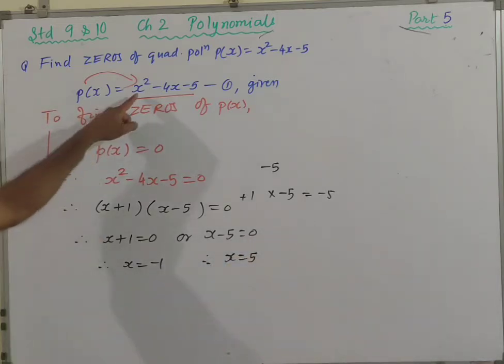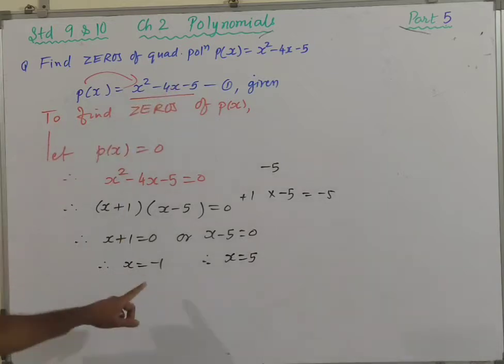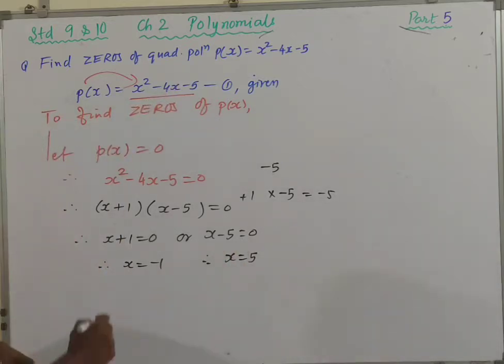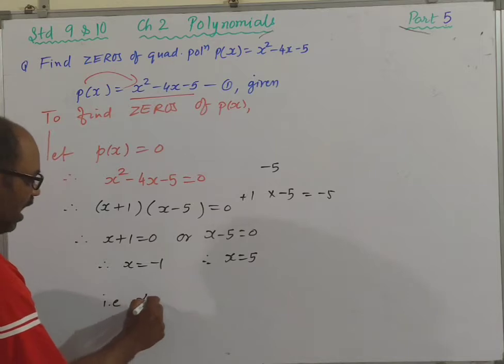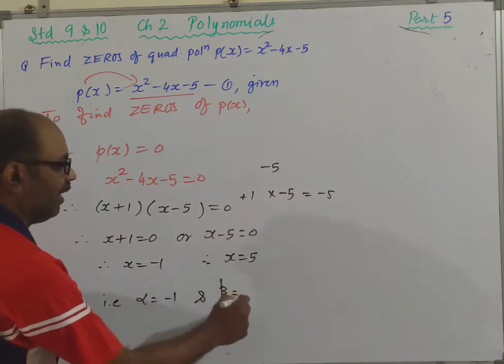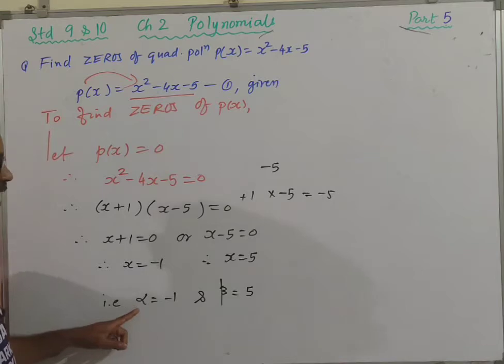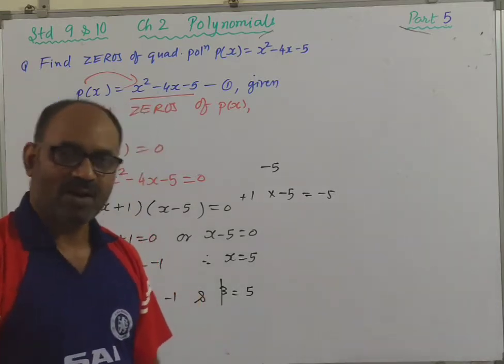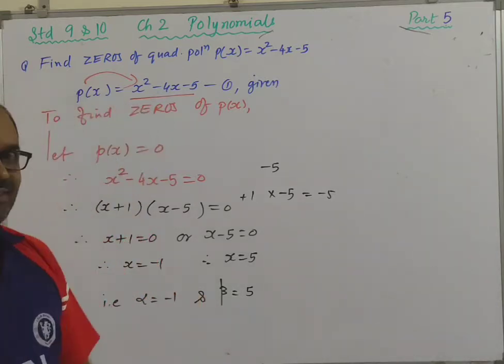The two zeros of polynomial x square minus 4x minus 5 are minus 1 and 5. The first zero we call alpha, that is minus 1, and the second zero we call beta, that is 5. So alpha is negative 1 and beta is positive 5. Alright, so these are the zeros.